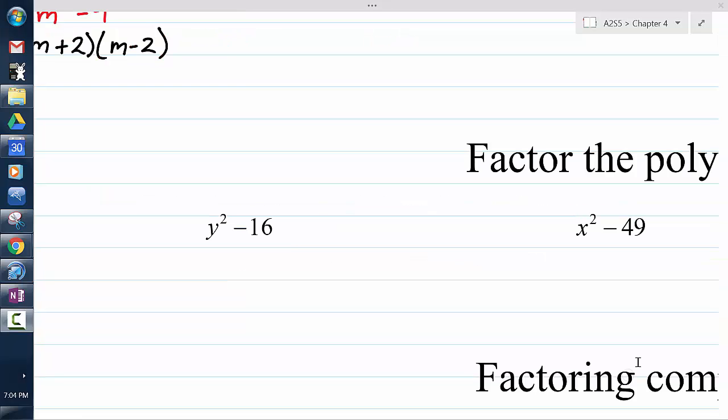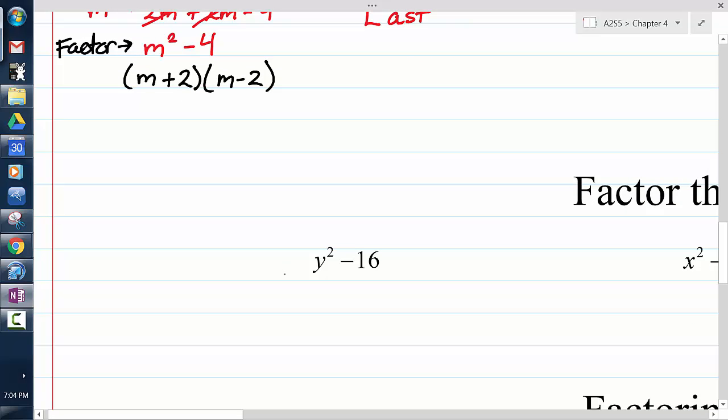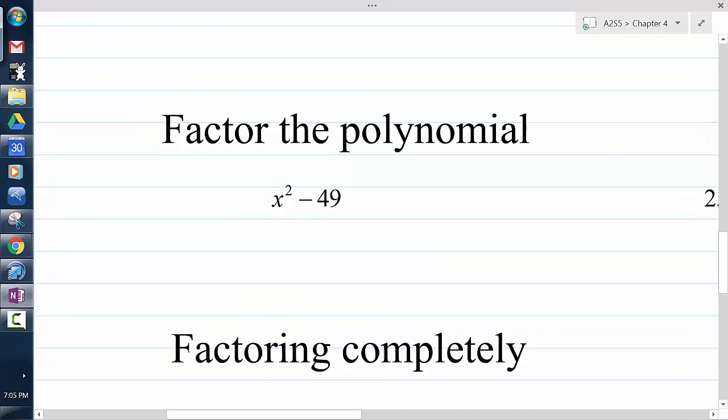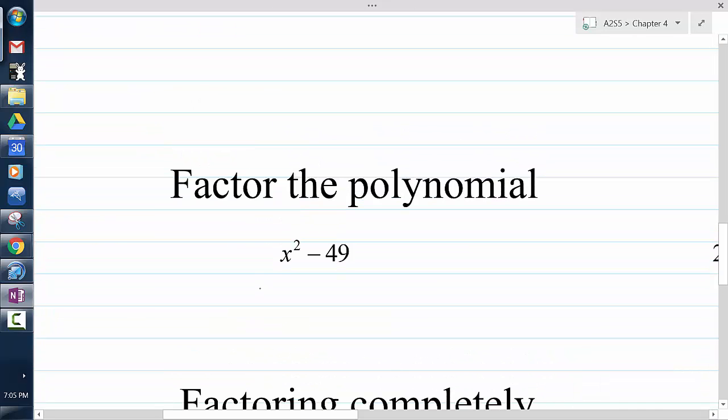Say, for example, y squared minus 16. Y squared minus 16 just breaks down into y plus 4 times y minus 4. These two things are factors of y squared minus 16. Understand how we broke that down. Say x squared minus 49 is just x plus 7 times x minus 7.